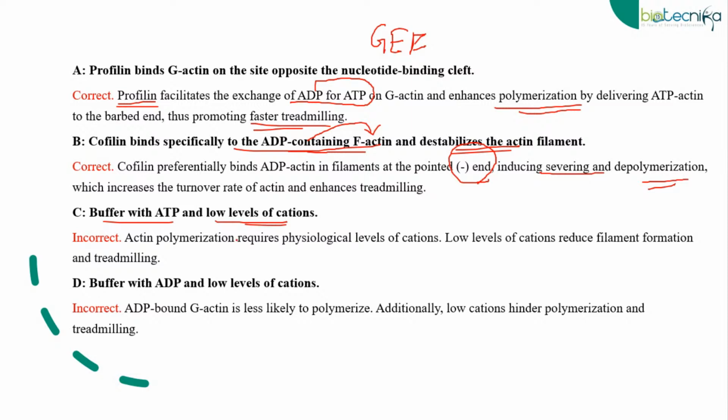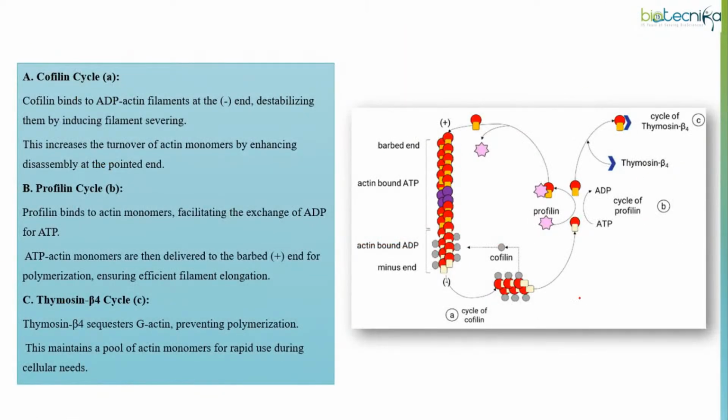Actin polymerization requires physiological levels of cations. Low levels will reduce the filament formation as well as treadmilling. So if C is incorrect, obviously we can expect D is also incorrect. Right. Now, if you look into this image, what is this? This is your actin filaments. So we call it the cofilin cycle, profilin cycle, and thymosin cycle. Now what do these three cycles indicate?